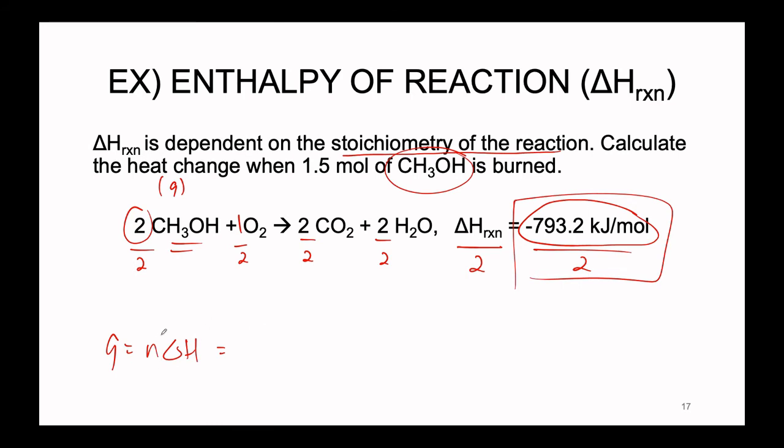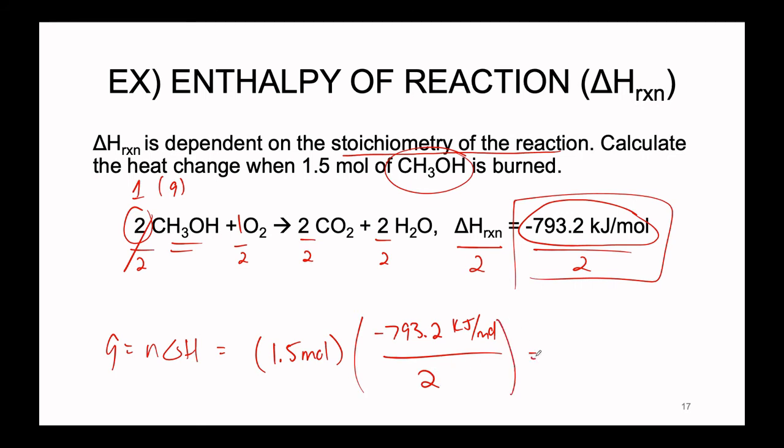So the number of moles, we are told we have 1.5 moles of methanol. And now that the entire reaction has been scaled down such that the coefficient in front of methanol is 1, the enthalpy that we have, also divided by our 2, the 793.2 kilojoules per mole divided by 2, corresponds to the enthalpy such that we are only burning 1 mole of methanol, according to the chemical reaction. Now we know by the wording of the problem, we are actually burning 1.5 moles of methanol.